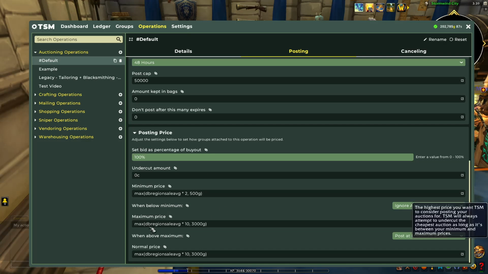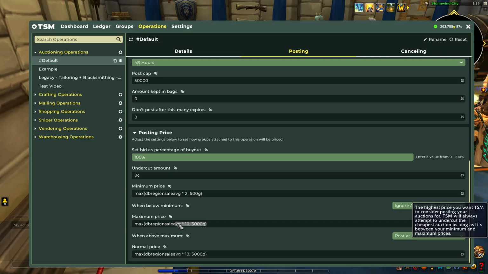So for example, I will do DB region sale average multiplied by 10. In this case, what this max is doing is basically taking the biggest of these two values. Sometimes this one is gonna be higher, the 3000 gold, or sometimes it's gonna be this one. Just gonna take the highest. You can also do mean, depending on what you wanna do, but overall max is what I use the most.